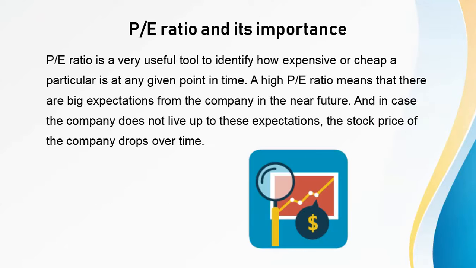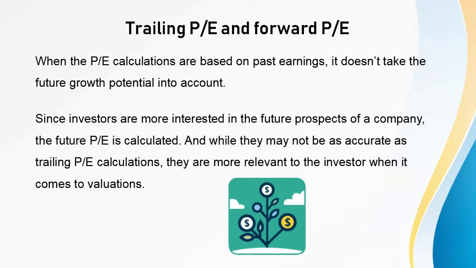PE ratio. Now, what is the PE ratio and why is it important to analysts? The PE ratio is a very useful tool to identify how expensive or cheap a particular item is at any given point of time. A high PE ratio means that there are big expectations from the company in the near future, and in case the company does not live up to these expectations, the stock price of the company drops over time. What are trailing PE and forward PE ratios?